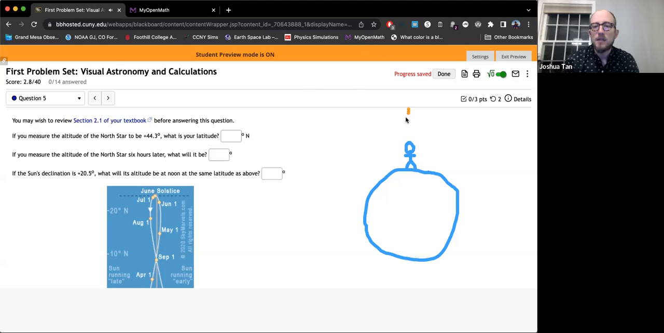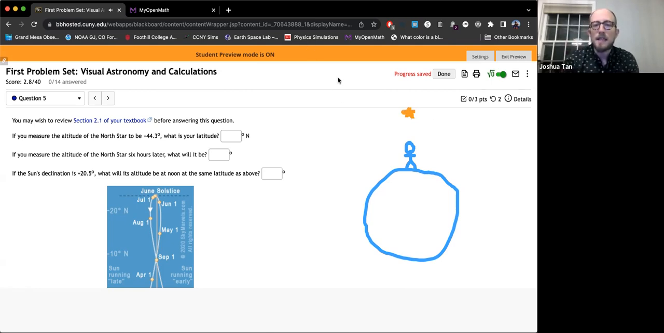So this is me drawing Polaris, the North Star. It wouldn't matter what time of day I was looking. That's where that North Star would be. We call that an altitude of 90 degrees. If I see something that's right above my head, it's at an altitude of 90 degrees.